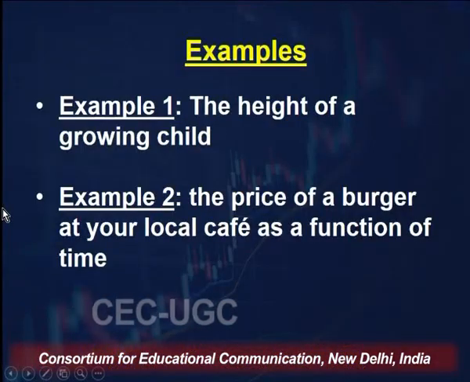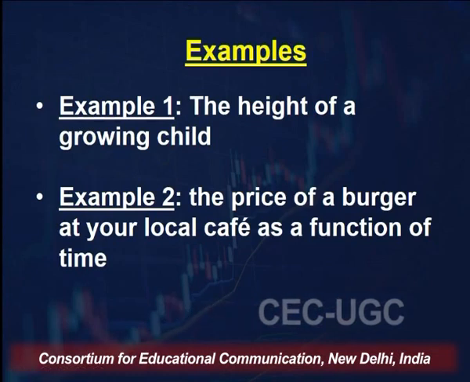Now look at the second example. The second example brings in the price of a burger at your local cafe as a function of time. Now, unlike the height example, the price of a burger at your local cafe need not necessarily be a continuous function of time. Why is that? Because there may be events that might affect the demand or supply of burgers, and because of these events that affect the demand or supply function, there might be sudden jumps in the price. So this need not necessarily be a continuous function.